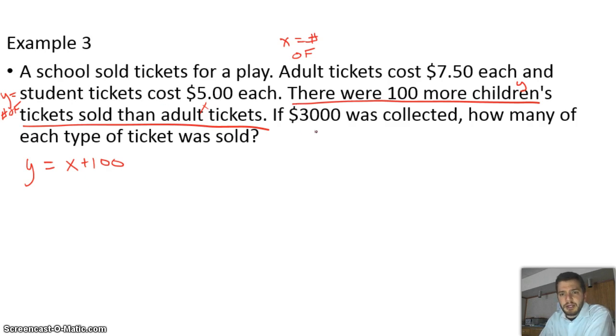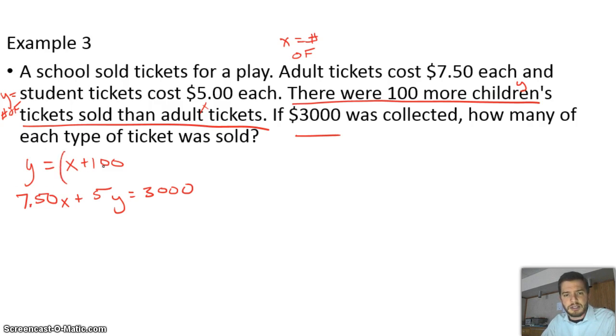Now again, it says $3,000 was collected, so we're going to need a money equation in this case. So I'll just write it. It's going to be 7.50X plus 5Y equals 3,000. I'm just going to leave it at 7.5 because it's my only decimal and I can deal with it pretty easily. You see the Y is by itself, so it's set up pretty easily for substitution, so let's do it.